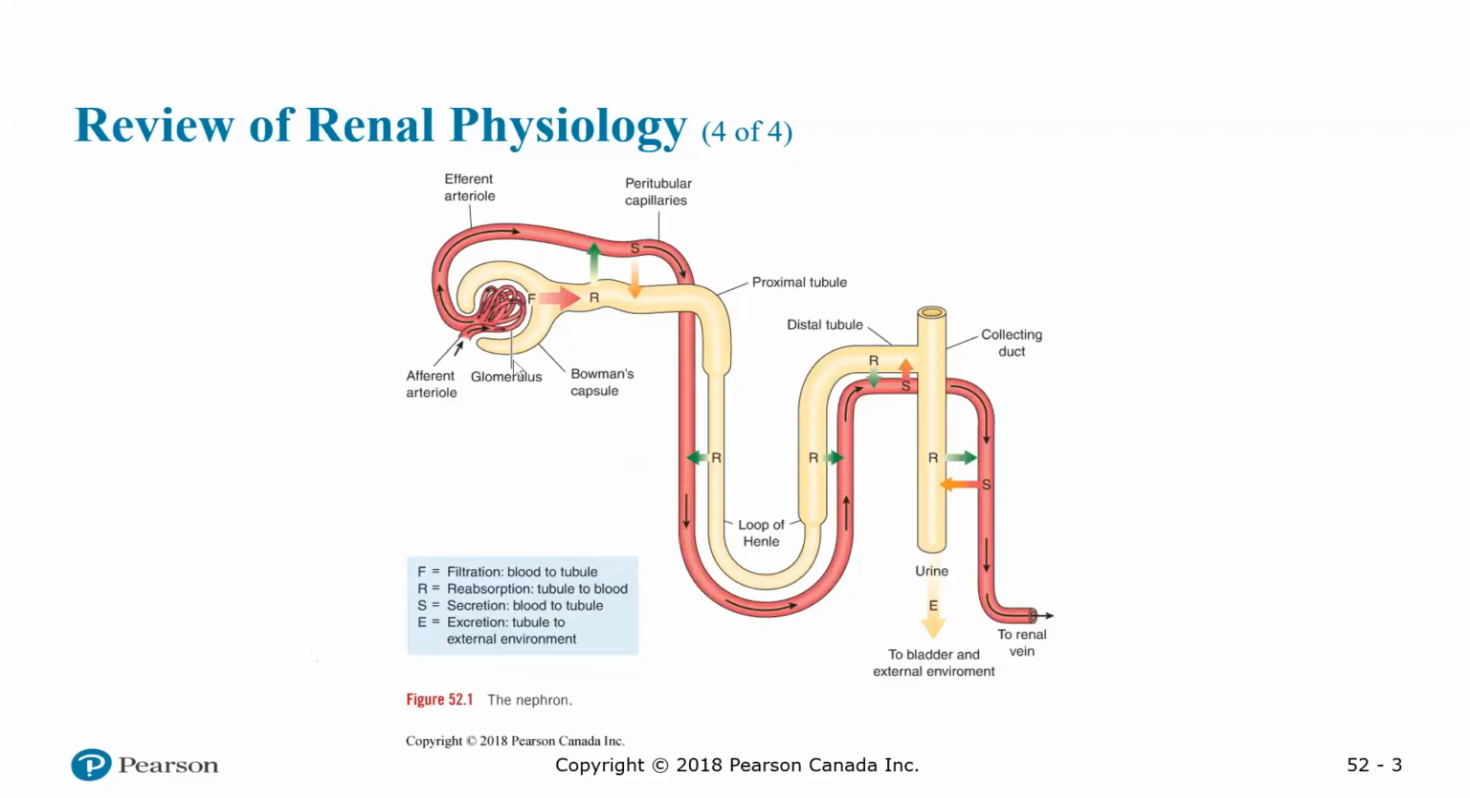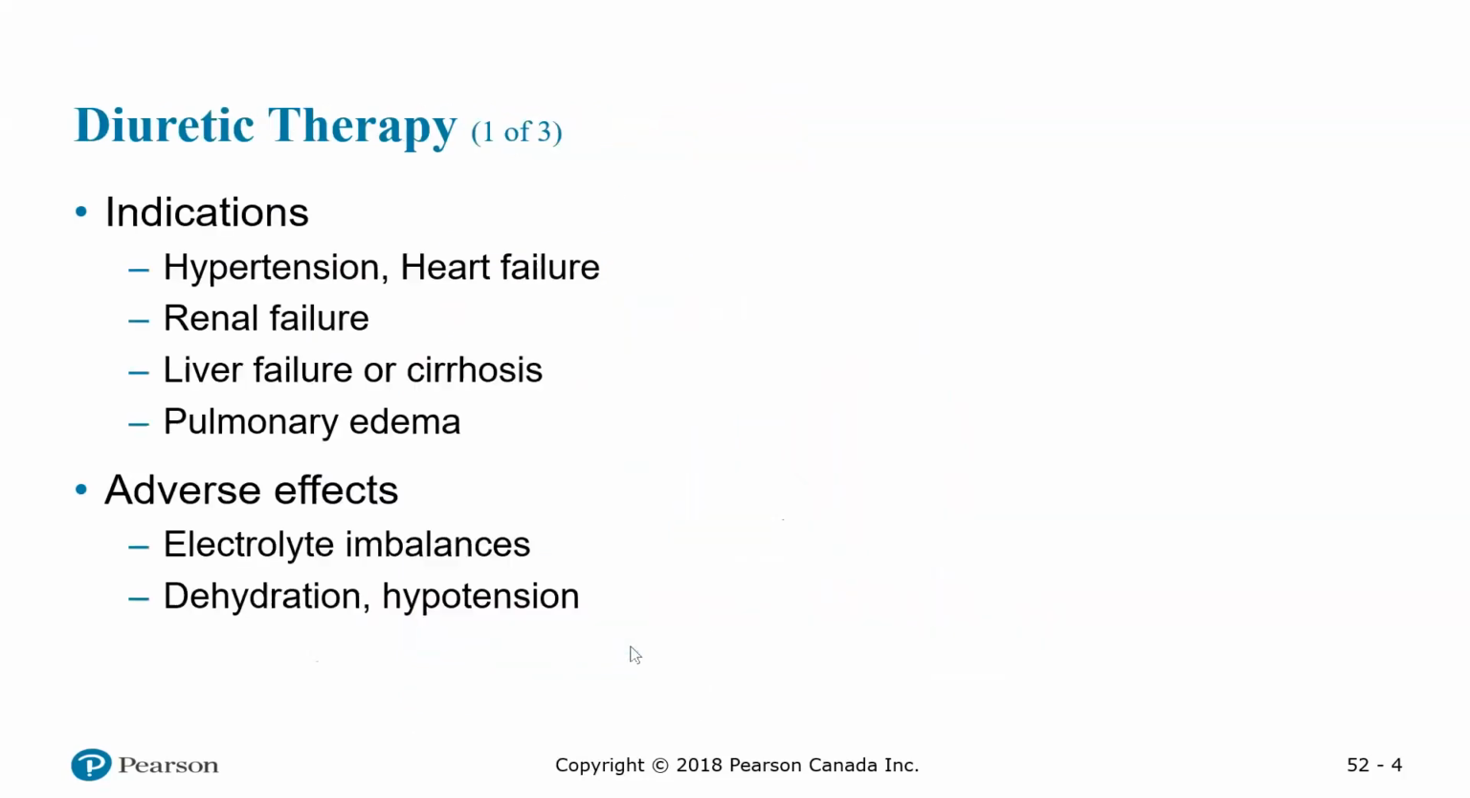So remember, we have our afferent end and the efferent. And in this area here, filtration takes place. And then basically we go through the proximal tubule, the loop of Henle, the distal tubule, then the collecting duct. And this is where the renal vein goes. Here, there are capillaries and so on. And so that's the nephron, basically.